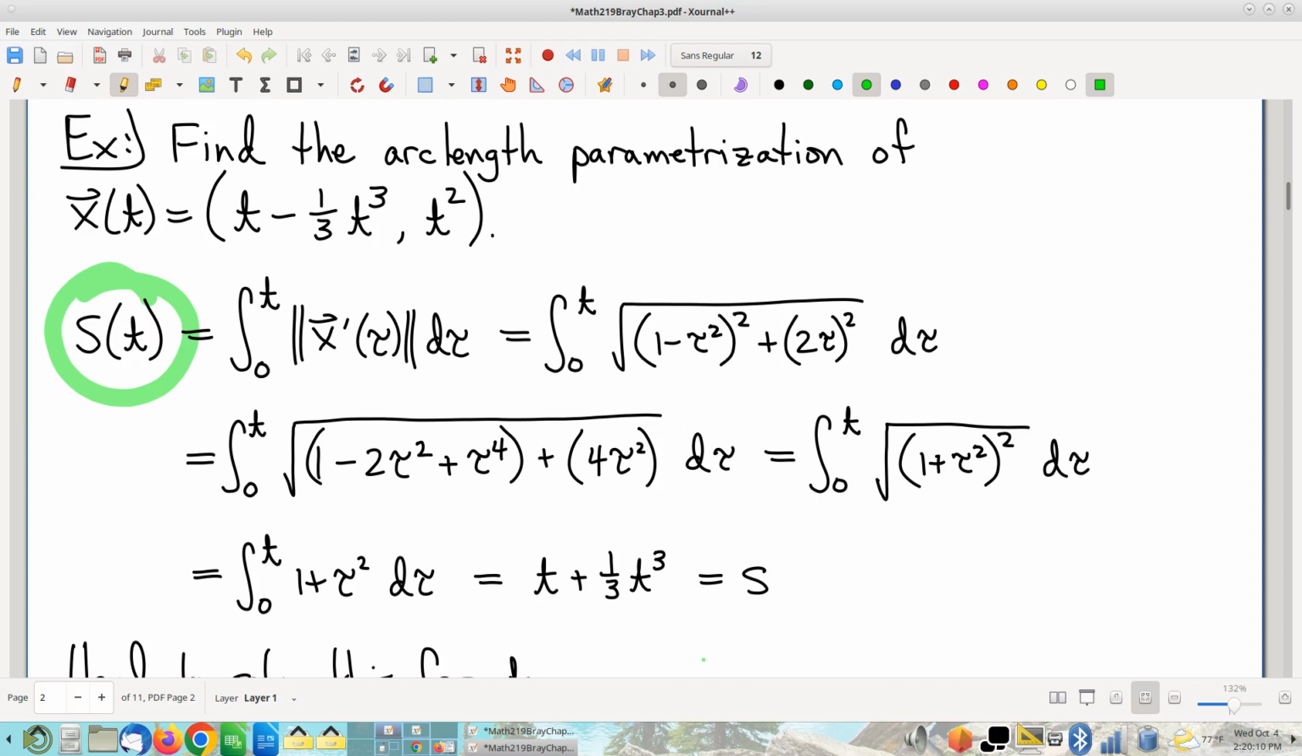Is there any reason why it looks kind of similar to the x1, like t minus 1/3 t to the third power, and t plus 1/3?